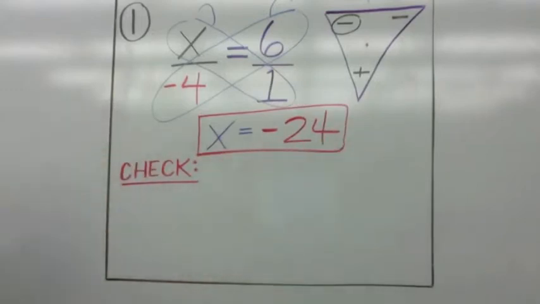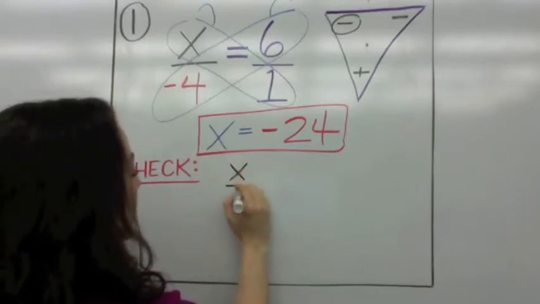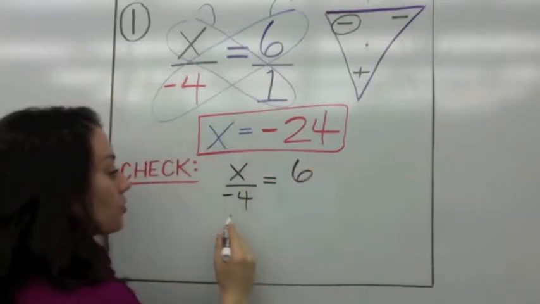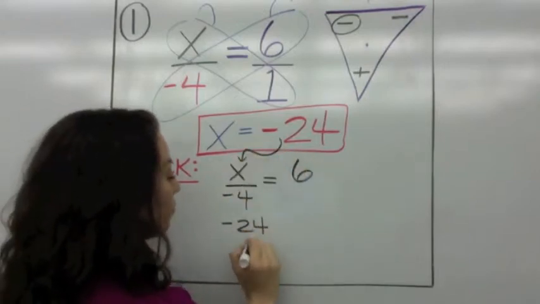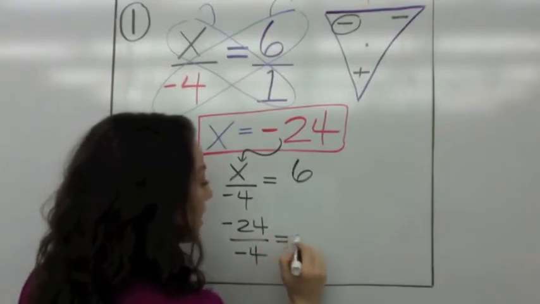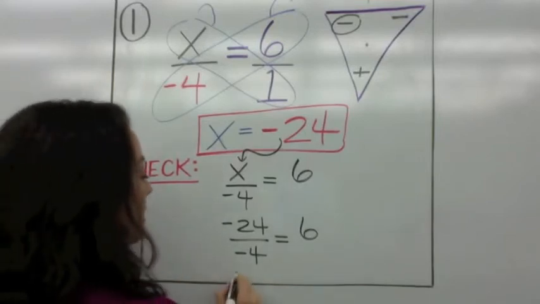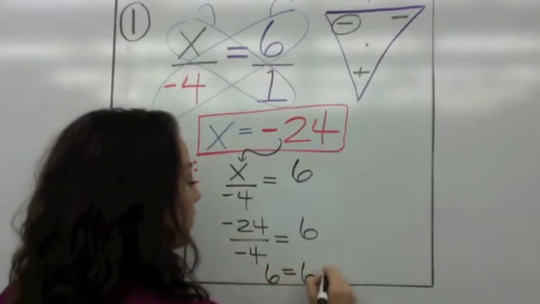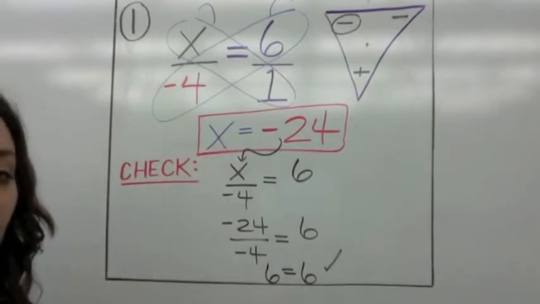So write the original equation, which is x divided by negative 4 equals 6. Now we're going to put negative 24 in the place of x. Is negative 24 divided by negative 4 equal to a positive 6? Negative divided by negative is positive, right? And it's positive 6. So 6 equals 6. That is a true statement. Go ahead and write that down.